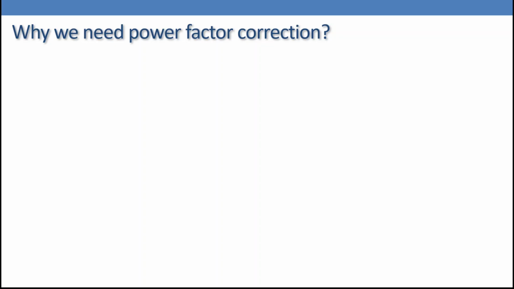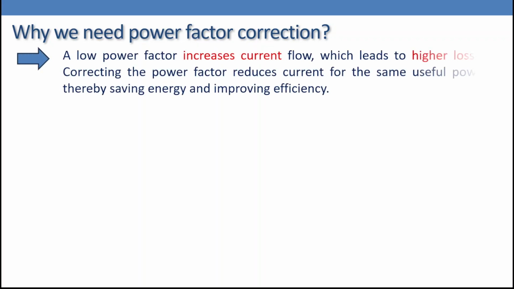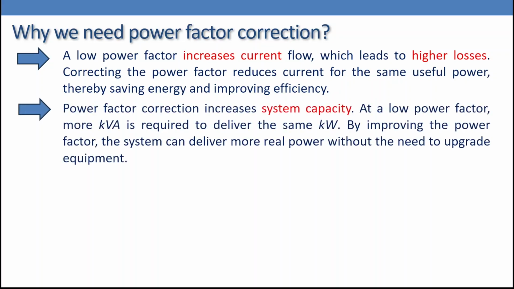Industry employers like to ask these questions in the interviews. So what is the best answer for that one? A low power factor increases current flow. I explained that one in the previous slide, which leads to higher losses in the system. So correcting the power factor will reduce the current for the same useful power, so we can save energy and improve efficiency.